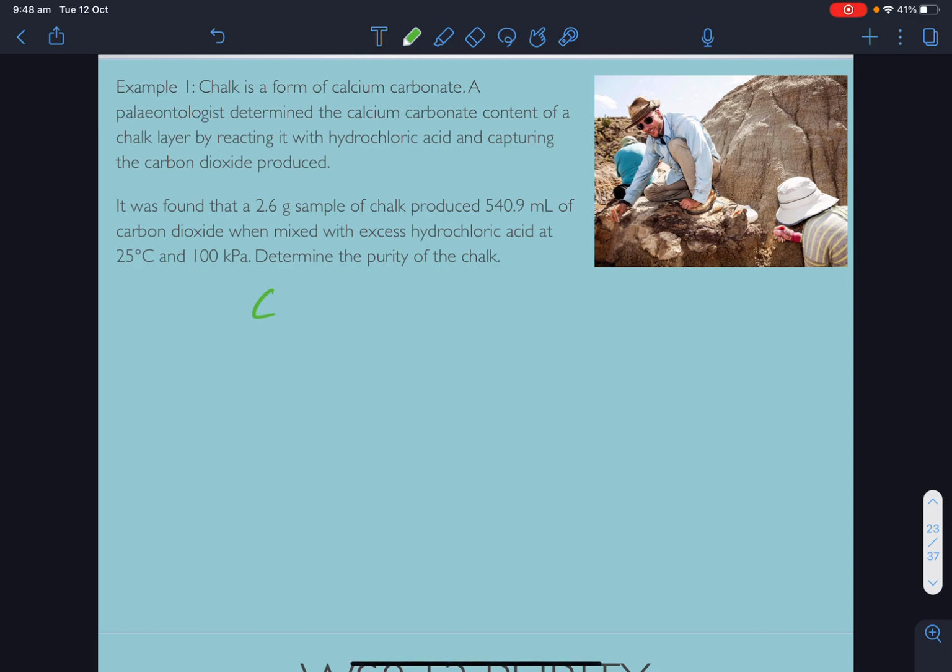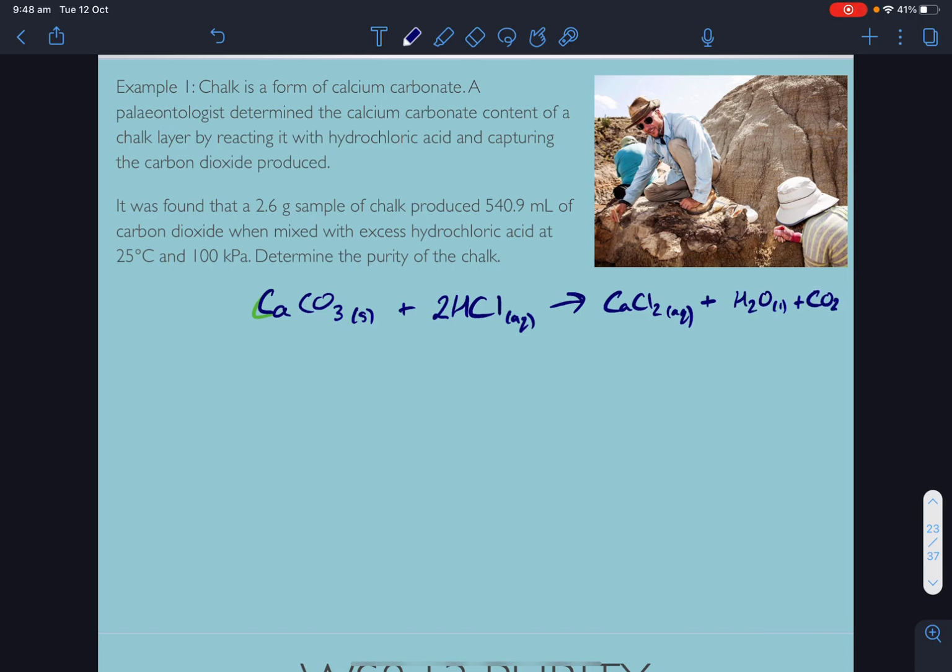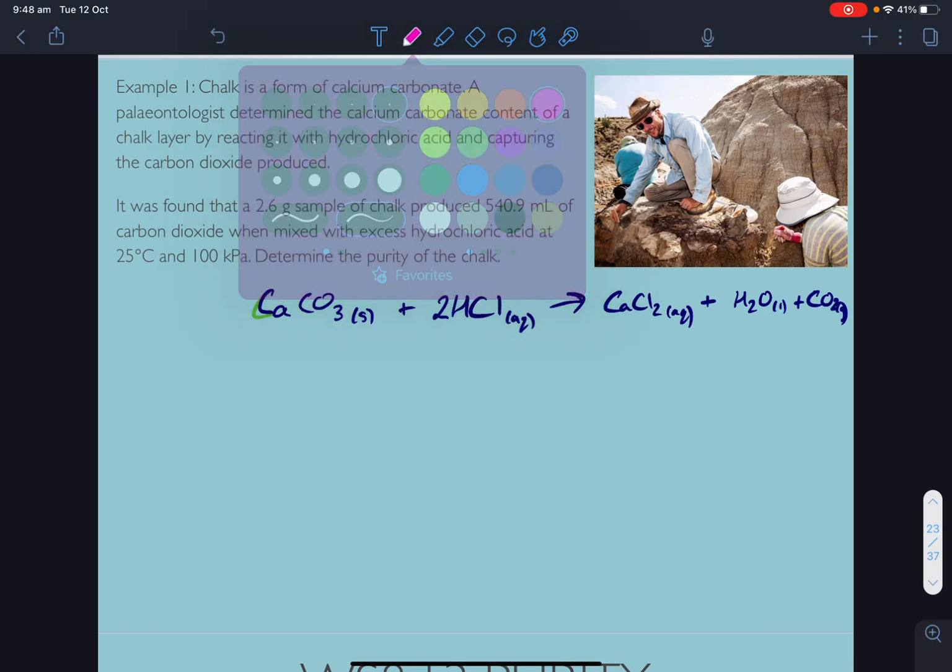Calcium carbonate, solid, reacting with hydrochloric acid, is going to produce calcium chloride, which is soluble, plus water, plus carbon dioxide. Okay, I'm balanced, aren't I? That's why I put the 2 there. Yep, okay.